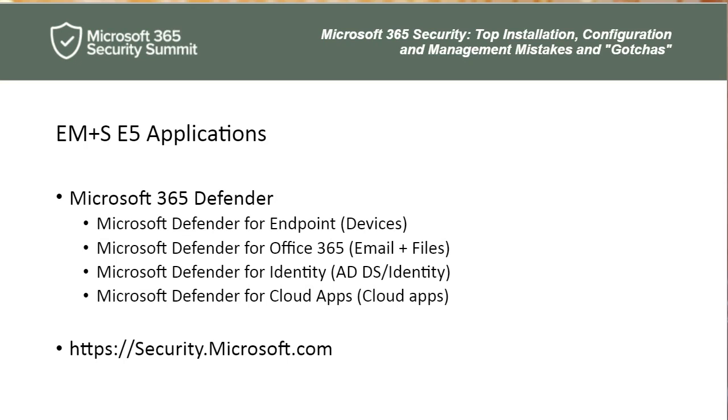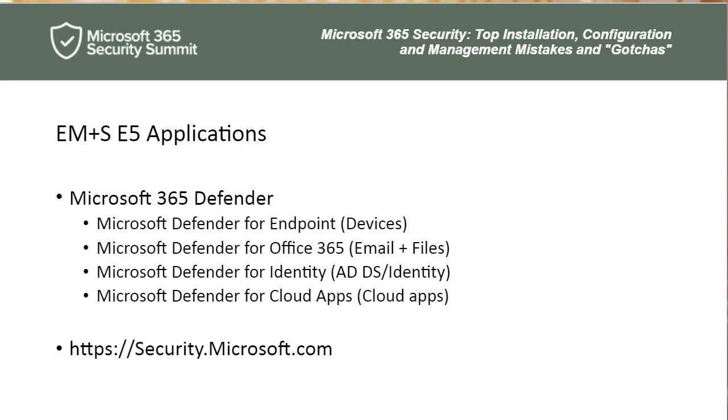Defender for Office 365 is really about protecting email and files. Defender for Identity is about protecting your on-premises Active Directory domain controllers and the identities that are in there. As we'll get into, it can also be installed on ADFS servers. And then the final one of these tools that we're going to talk about is Defender for Cloud Apps, which focuses on protecting your data in cloud applications, not only Office 365 applications, but other third-party applications. We're going to talk about that a little bit as we get into it.